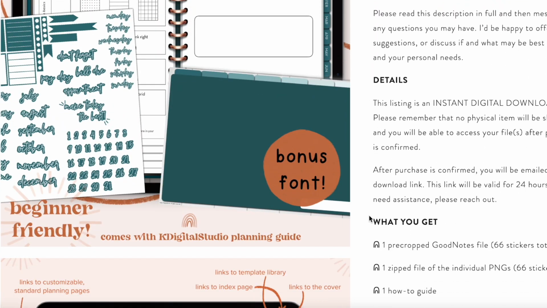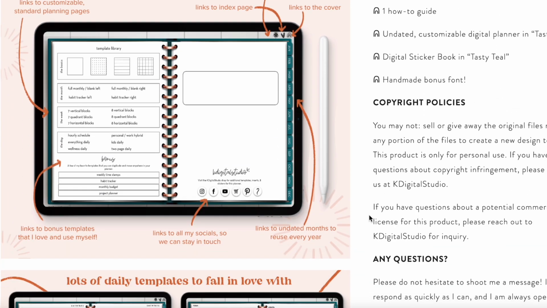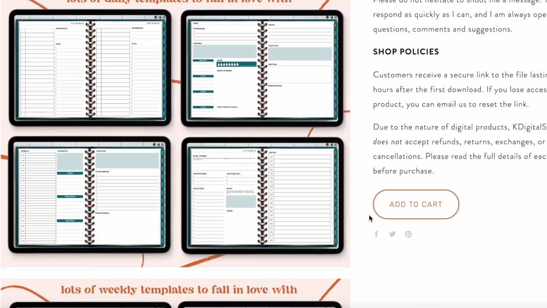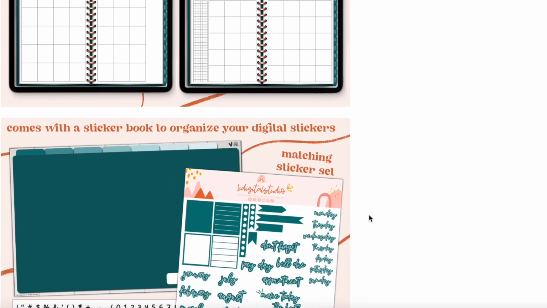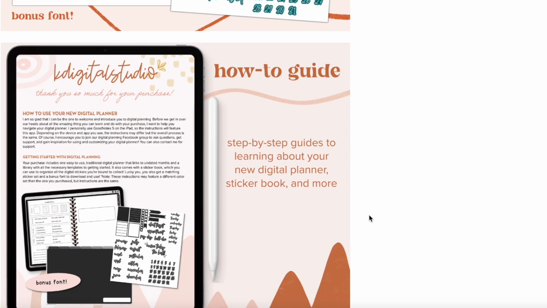Another recommendation I have for those starting out with digital planning is to look into digital planning bundles. I created a beginner digital bundle set that includes a digital planner, a digital sticker book, a matching sticker set, and a font. So you get all of those amazing things for one all-inclusive price. I used this bundle throughout my Digital Planmas series, so I'll be sure to link that playlist below so you can see how I use that bundle.